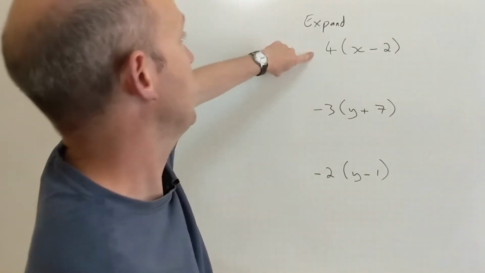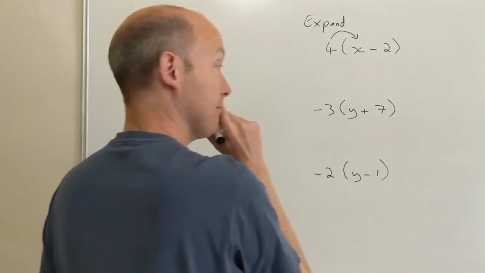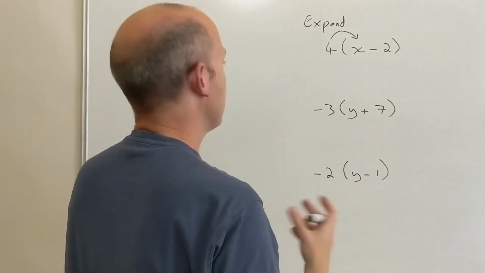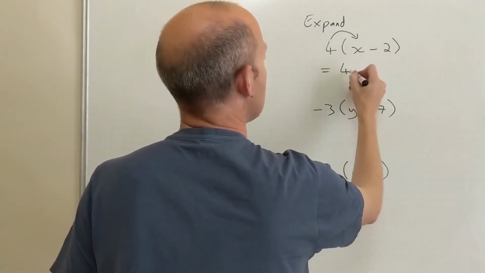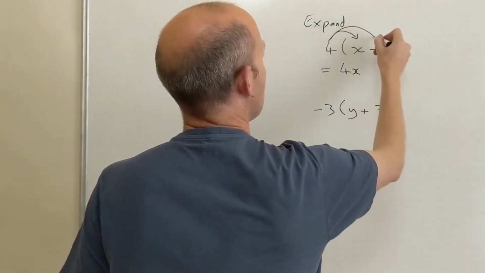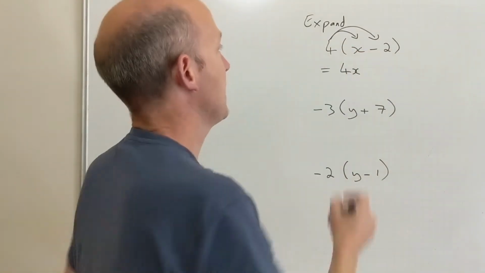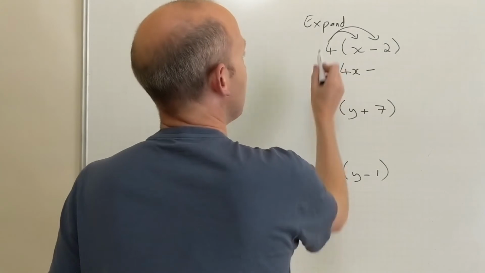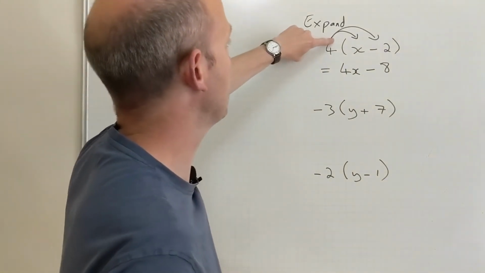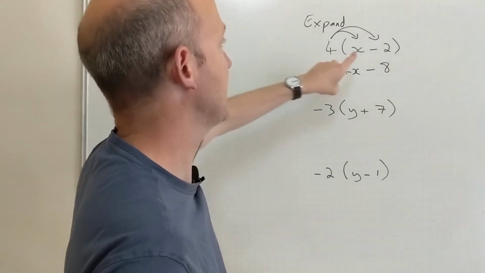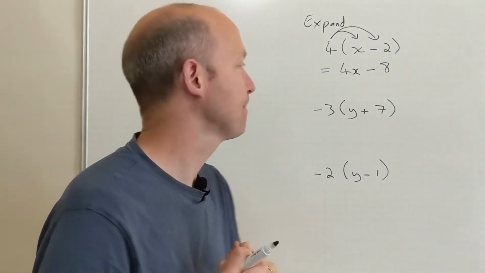Right, let's look at this first question here. I do quite like these arrows. You don't have to do this at all. I just think often students find it quite helpful. So 4 times x would be 4x. And 4 times minus 2, well, a plus times a minus is a minus, and 4 times 2 is 8. So these again are 2 different ways of saying the same thing. 4 brackets x minus 2 is exactly the same thing as 4x minus 8.